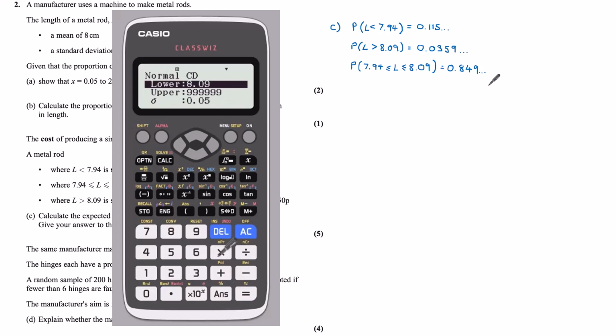And then lastly, I'm going to get back the probability of being between, so 7.94 as my lower bound and 8.09 as my upper bound, and I have my probability of 0.849, and we're going to store this as C. If we go to Shift Recall on our calculator, I can see now that I have those 3 values stored, safe for use later on in the question.